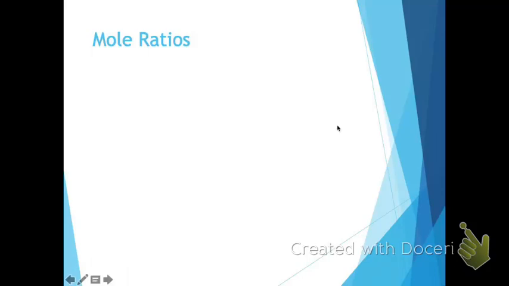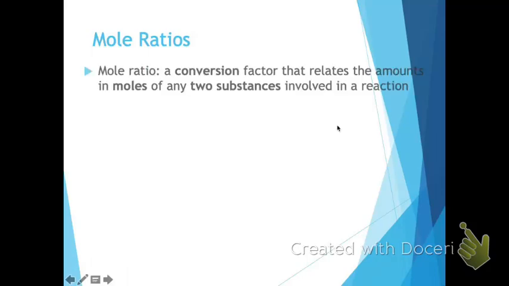Talking about something called a mole ratio. A mole ratio is a conversion factor that helps us relate amounts of moles of any two substances in a reaction. So it allows us to compare: if I put in 2 moles of this, how many moles of my product can I get out? It allows us to look at how our reaction has to fit together to be balanced.